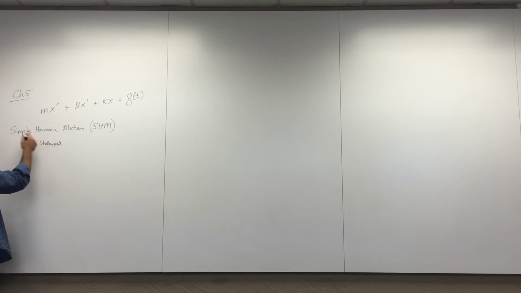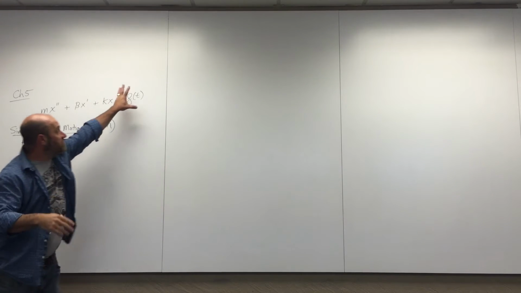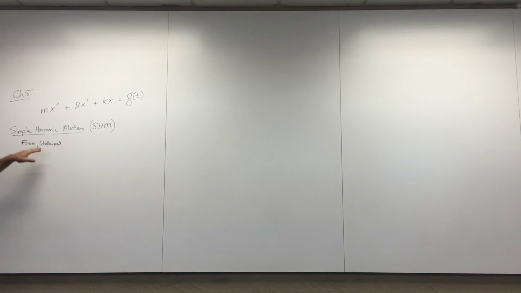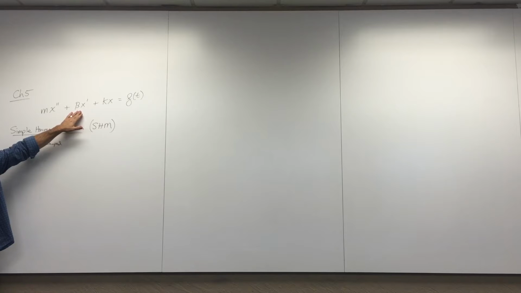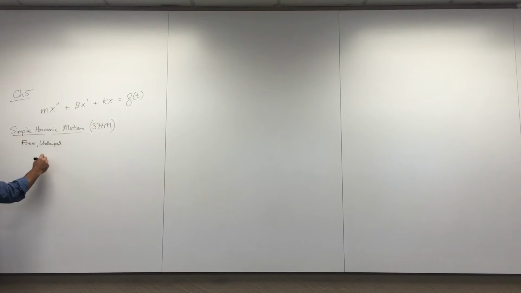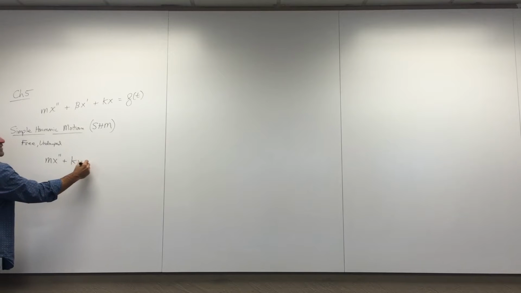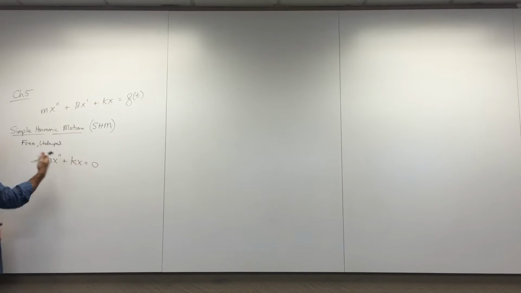For this simple harmonic motion, I'm making it free, meaning there's no forcing function. I'm taking that away. And it's undamped, so there's no damping constant beta. So it really comes down to this: mx double prime plus kx equals 0. We'll start with this, and then we'll add the stuff back into it as we progress.